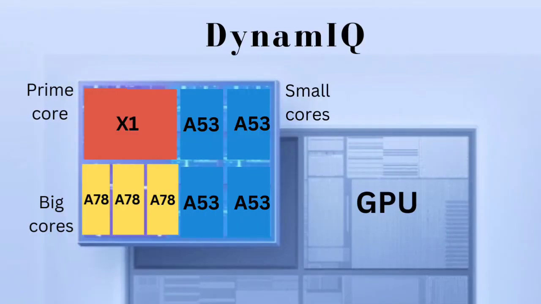Dynamic, on the other hand, has three sets of CPUs. You've got the main core, that's the giant core. Then you've got the big cores, and then you've got the small cores. The giant core is called the prime core. And the prime core and the big cores work together to tackle apps.